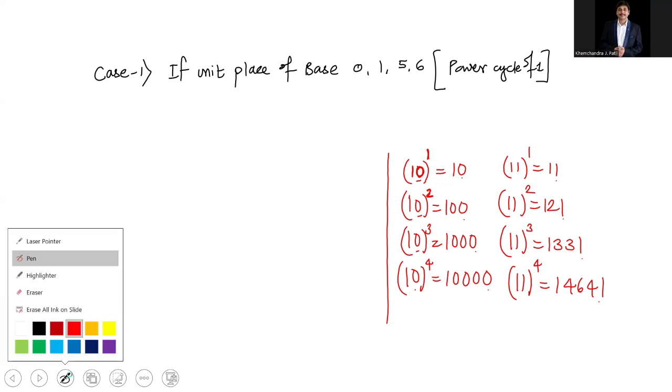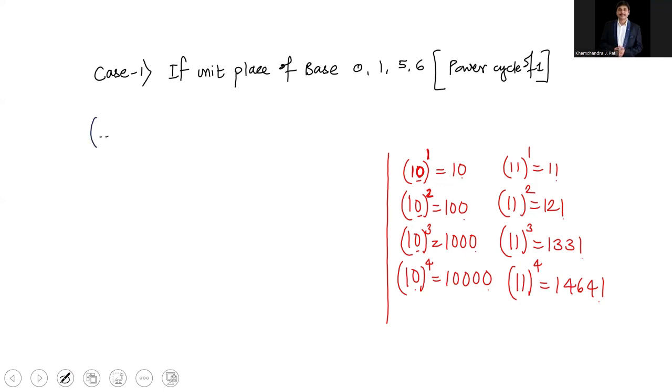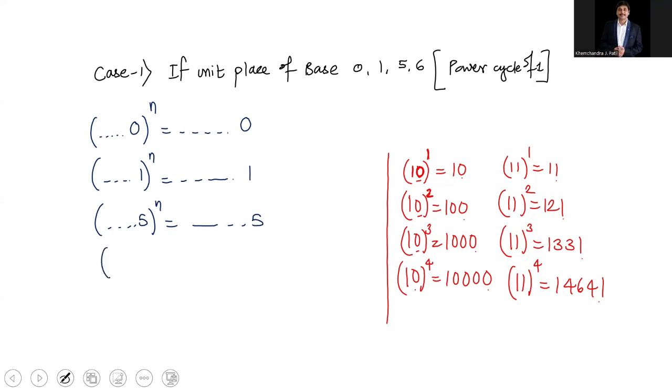So this case number 1, I'm just writing in this form. Suppose the unit place of the base is 0, raised to anything, that number always ends with 0. In case of 1, raised to anything, it also ends with 1. In case of 5, raised to anything, it also ends with 5. And in case of 6, raised to n, that ends with 6. So these numbers follow the power cycle of 1. और इसको कभी कभी हम बोलते हैं cyclicity of 1. Just take a note of this.